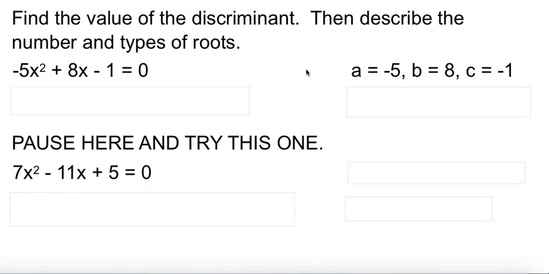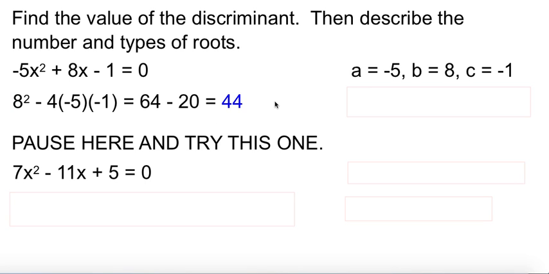So we're going to figure out what our a, b, and c are: negative 5, 8, and negative 1. And we're just going to do b squared minus 4ac. Okay, 8 squared minus 4 times negative 5 times negative 1. And we clean up the arithmetic and we got 44. It's positive, but it's not a perfect square. So that means we have real irrational roots. And we have two of them.